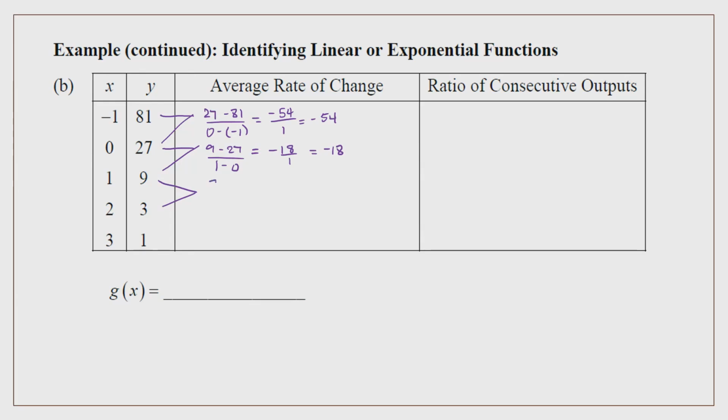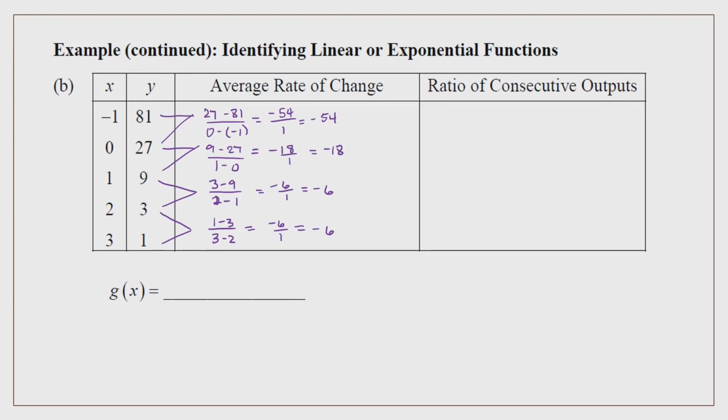But let's just continue. The average rate of change, 3 minus 9, and 2 minus 1. That equals negative 6 over 1, which equals negative 6. And then we have 1 minus 3 divided by 3 minus 2, which equals negative 6 over 1, which equals negative 6. So I know it's not going to be linear because my average rate of change between all of my ordered pairs is not the same.